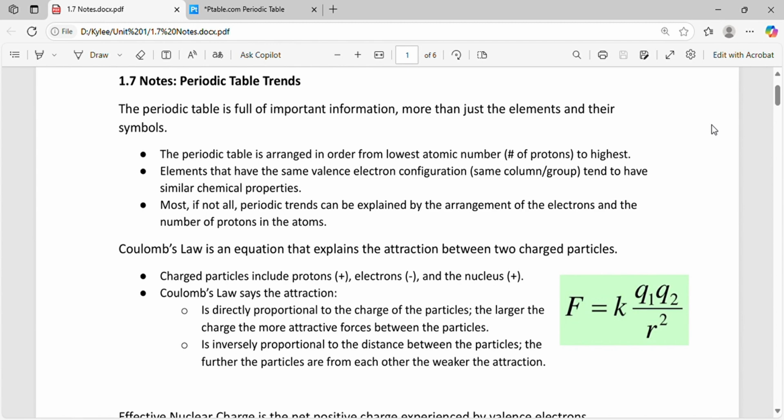We saw in section 1.5 that the way that the periodic table is arranged gives us insight into the orbitals and how the orbitals are filled. That's an example of something that we can pull from the periodic table that most people don't know. And there's other things and hidden features of the periodic table. And a lot of times these are grouped into a subcategory called periodic table trends.